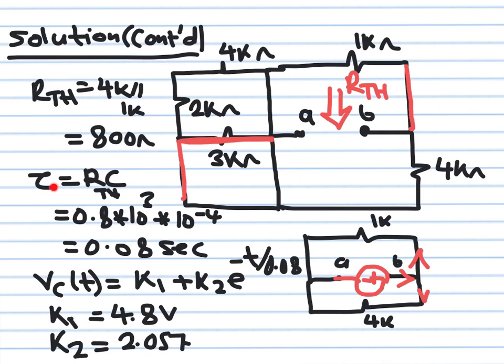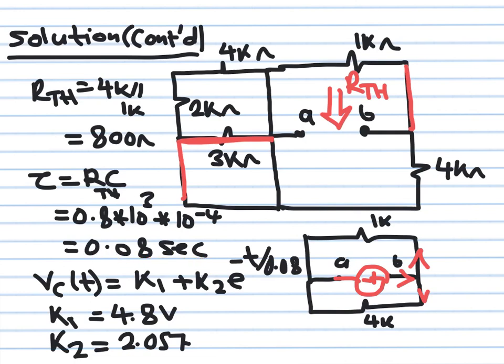So the tau we're looking for is R Thevenin multiplying C. It's 0.8K, so 0.8 multiplying 10 to the power 3. The capacitor value is 100 microfarads, so it's 10 to the minus 4. If you multiply these two together, you get 0.08 seconds.